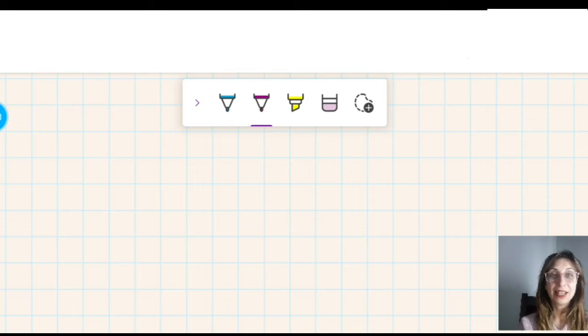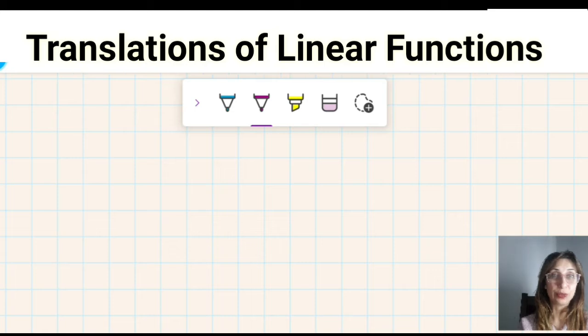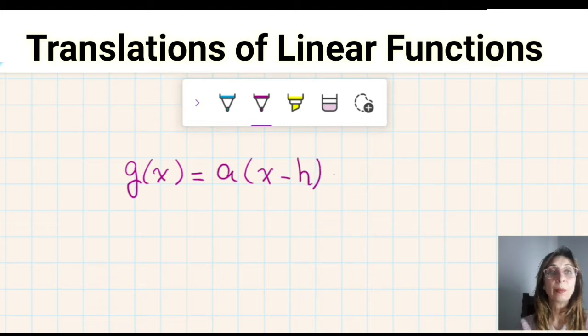My dear students, today we are going to talk about the translation of a linear function. The translation of a linear function has a general form, which is g of x equals a times (x minus h) plus k. So what does this mean?